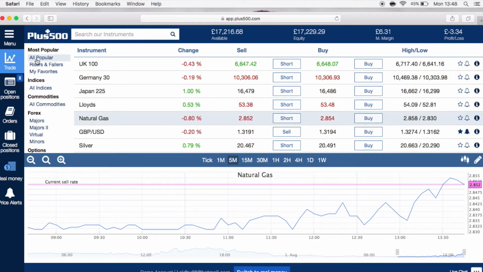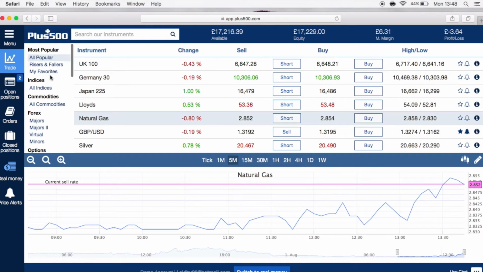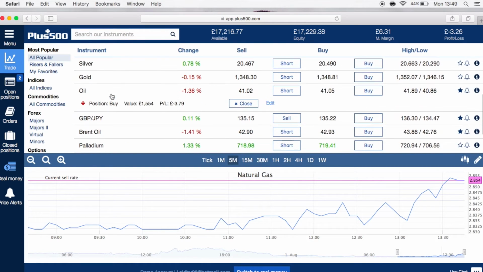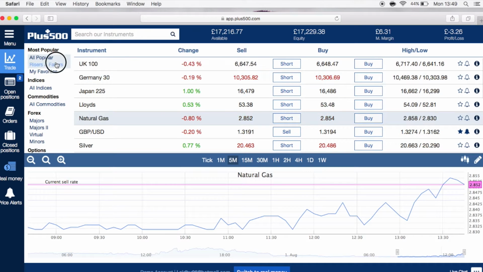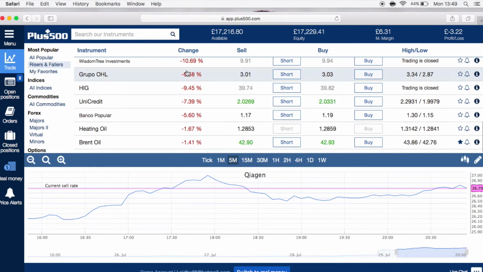But if we just start having a quick look around, if we're just on this trade tab here, we can see that these are all the instruments, or essentially these are the things that you can trade. Now anything that you can trade is called an instrument. So if we go in all popular, for example, these are all the popular instruments that people are trading currently. Rises and fallers shows things that have risen and fallen in the last day or so.